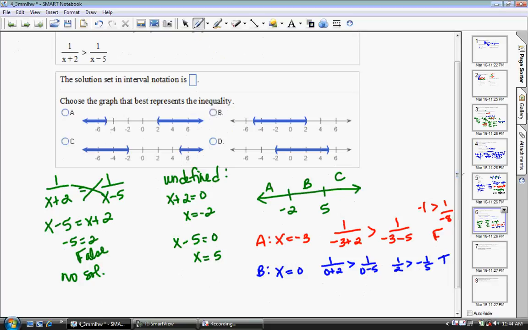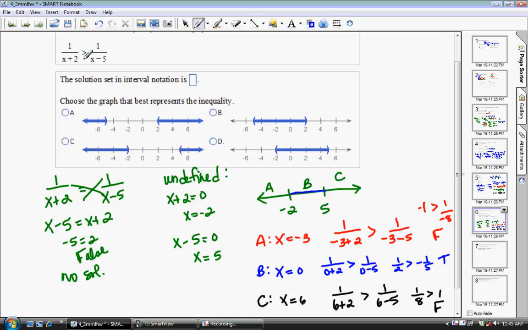And our last number to test, something from region C, so perhaps 6. So we're asking is 1 over 6 plus 2 greater than 1 over 6 minus 5. So that's 1/8. Is that greater than 1 over 1, which is 1? And of course that's not true, right? 1/8 is not greater than 1. So the only solution is region B.